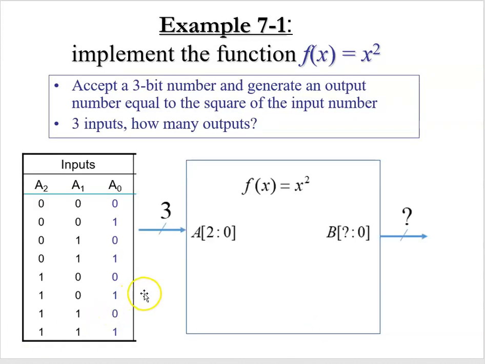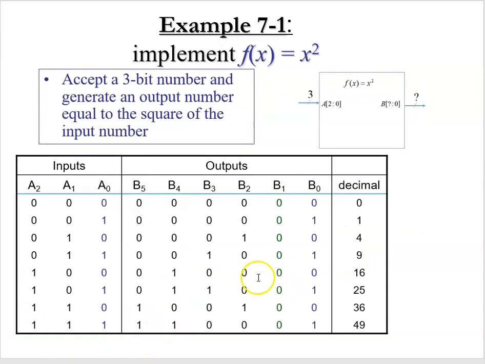So if we look here, our 3 inputs, all combinations of those 3 inputs, 0 to 7, that's the input, that's a block diagram to our function. And our output, how many outputs do we need? So we're going to need 7 squared, 49, we're going to need 6 outputs.